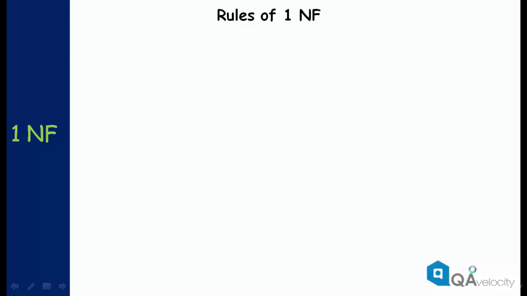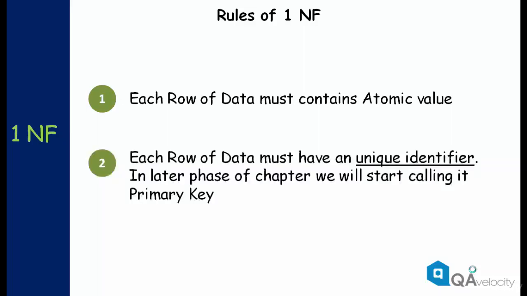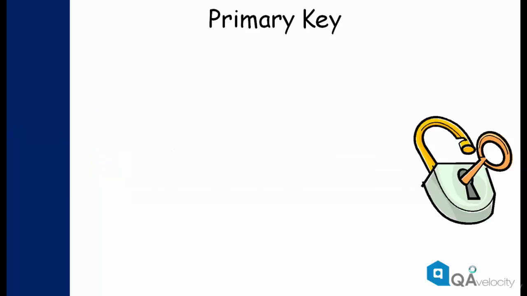Let's talk about first normal form. A table is in first normal form if it follows these two rules. Rule 1 says each row of data must contain atomic values, which we have already discussed. And rule 2 says each row of data must have a unique identifier. In a later phase of the chapter, we'll start calling it a primary key.